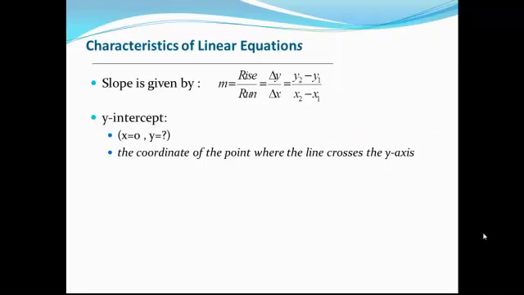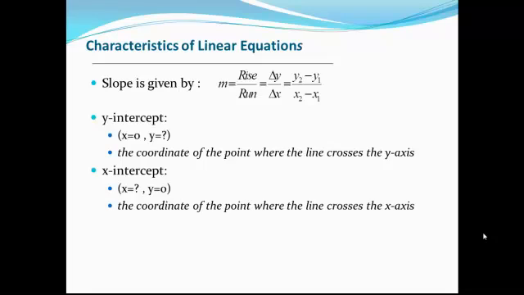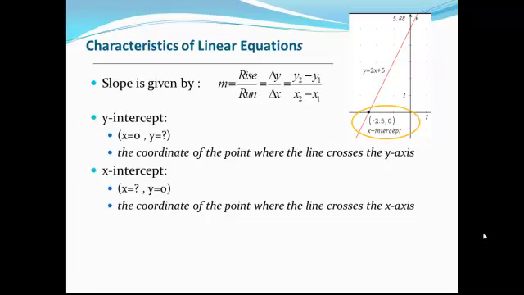We're also going to be looking at the x-intercept. And that's the reverse of the y-intercept. This time around we calculate x and set y equal to 0. And this also is going to be the coordinate of the point where the line crosses the x-axis. And in our example, you can see that the line is crossing the x-axis at the point (-2.5, 0).